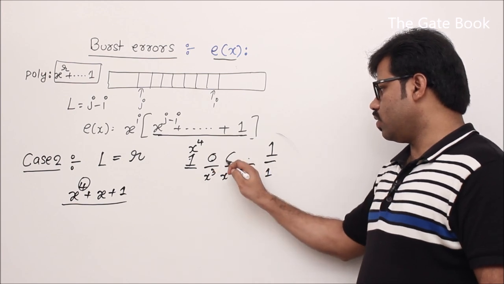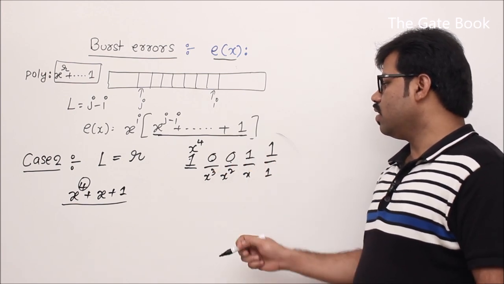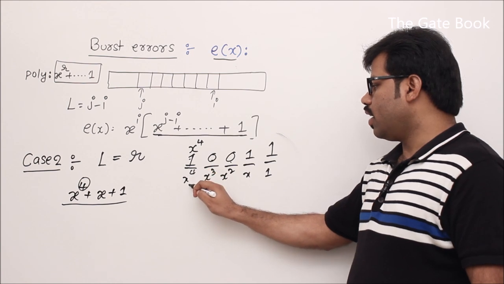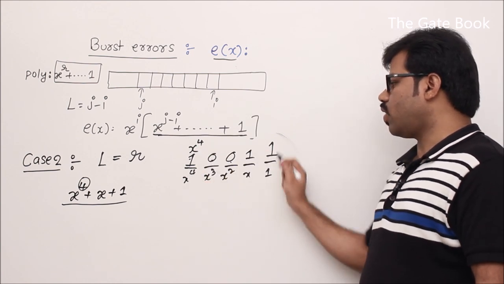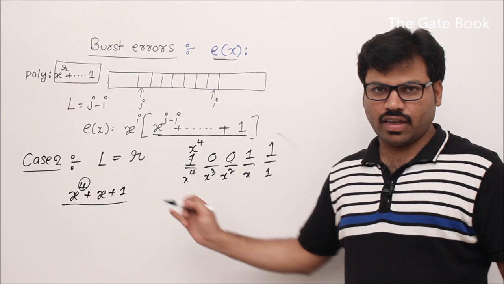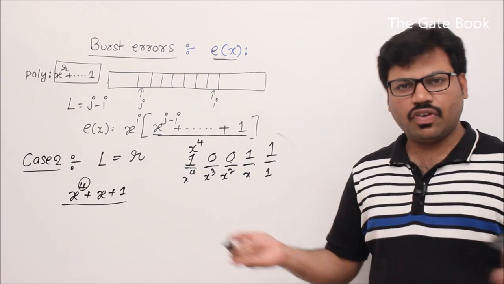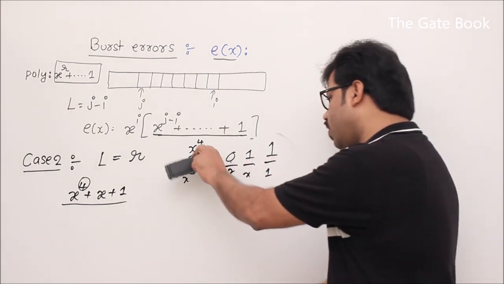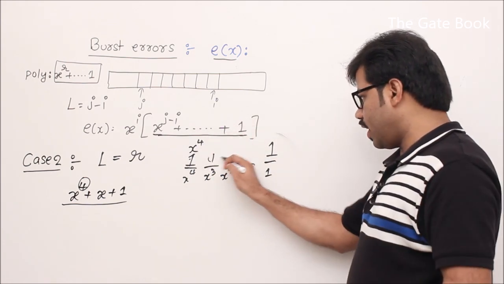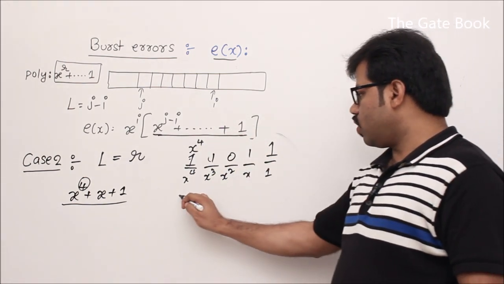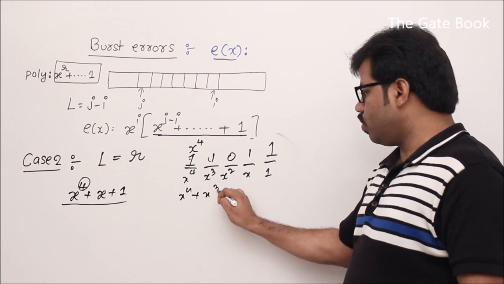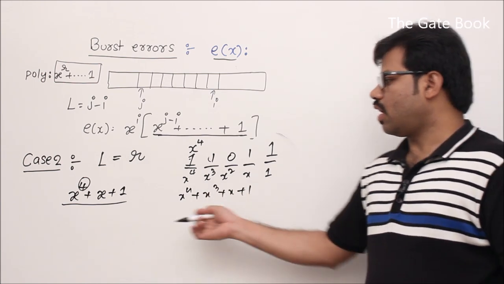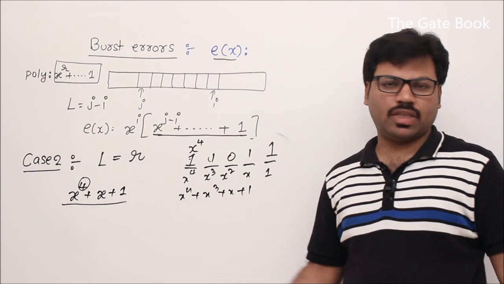0, 0, 1. Sir, why? Simply convert it into a polynomial: x power 4 plus x plus 1. Exactly the same polynomial as your generator polynomial. That's why it divides. Other than that, whatever binary pattern you write here, randomly, like 1 0 1, then what happens? Your polynomial will become x4 plus x cube plus x plus 1. So it can't be divisible by x4 plus x plus 1.